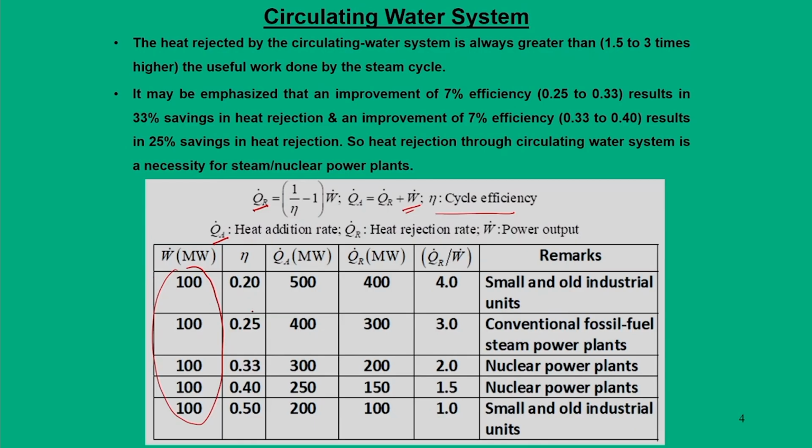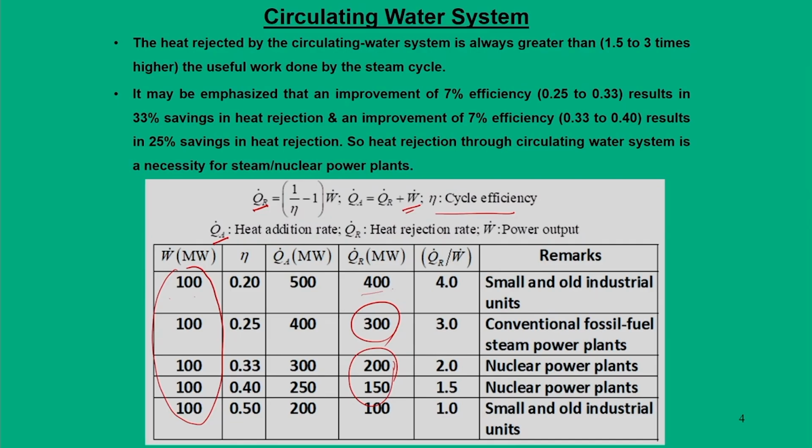One thing you can notice here: for a given work output and a certain efficiency, we can correlate how much heat we are rejecting to the surroundings, the heat rejection rate. For 100 megawatt we have to reject about 400 megawatts for a small old industrial unit. For fossil power units we must reject 300 megawatt, and for a nuclear power plant it is less, but whatever the case, heat rejection is a must, which is the requirement of the Carnot cycle.